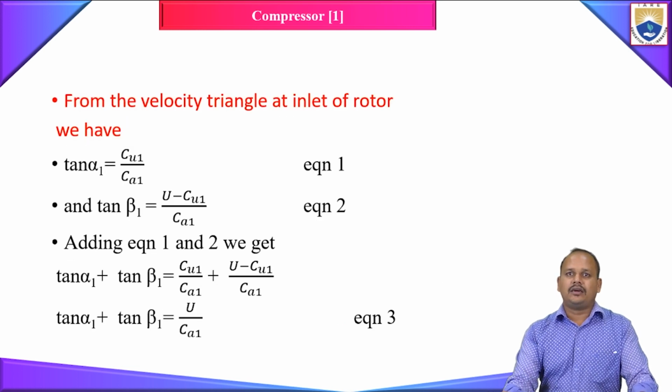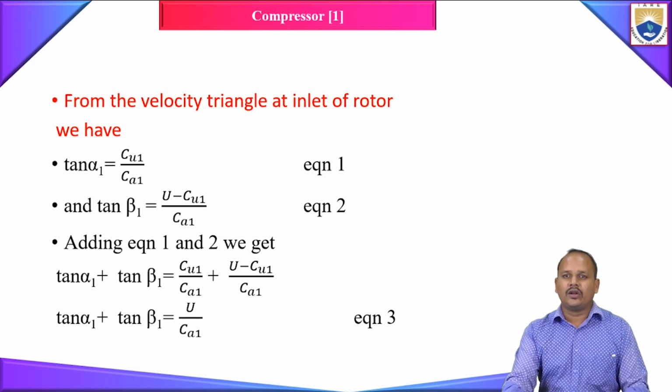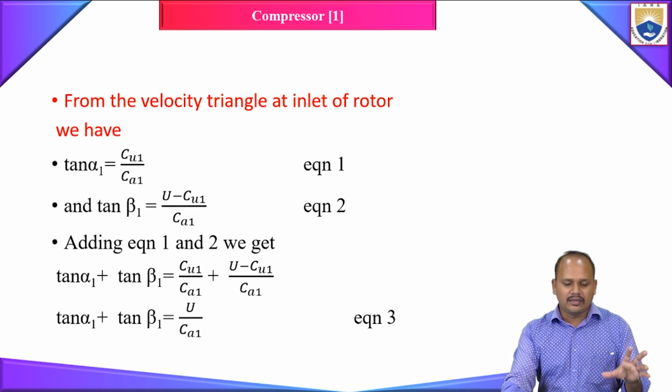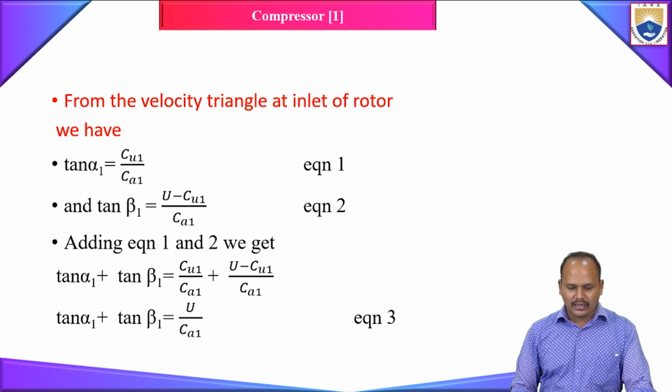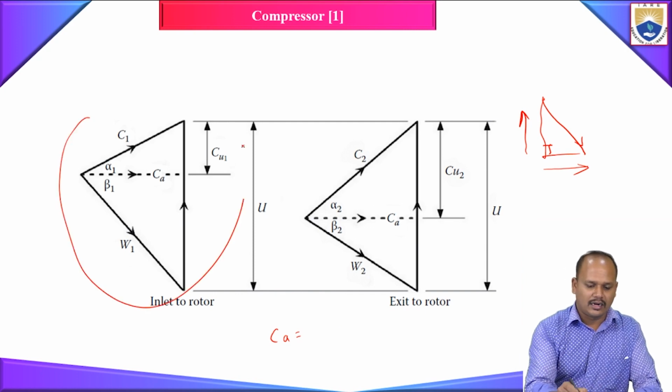Now, as I already told you, the purpose of this velocity triangle is that we are going to find out what is the work done, and for the given work done, how much pressure rise we are able to get across the single stage axial flow compressor. That's the purpose of drawing this velocity triangle. So I'm going to take the velocity triangle at the inlet. This is our velocity triangle at inlet.